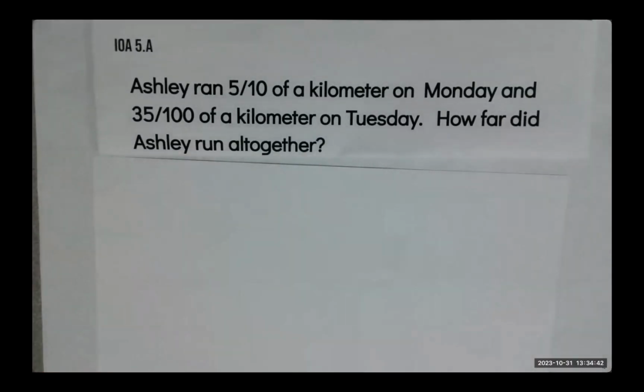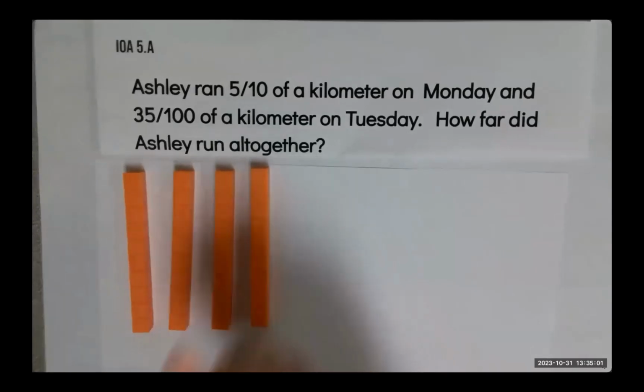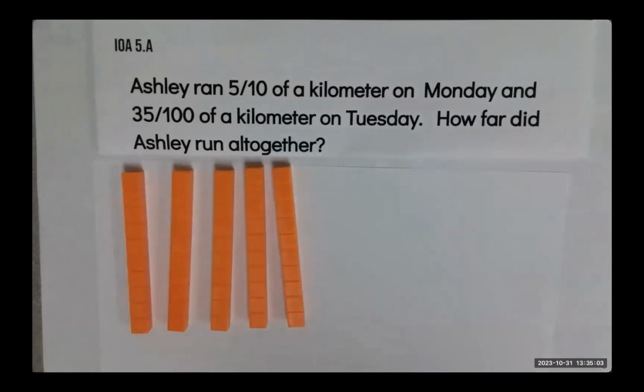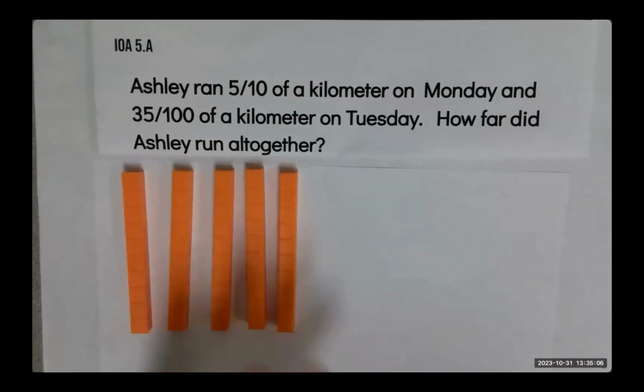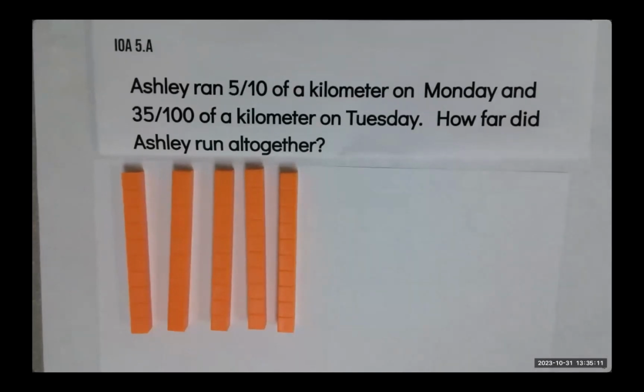In the problem, it states that Ashley ran 5/10 of a kilometer on Monday. So I will need 5/10 to represent the amount she ran on Monday. So for Monday, she ran 1/10, 2/10, 3/10, 4/10, and 5/10. That is the amount that Ashley ran on Monday. On Tuesday, Ashley ran 35 hundredths of a kilometer. So for Tuesday, I can represent that with 35 hundredths.